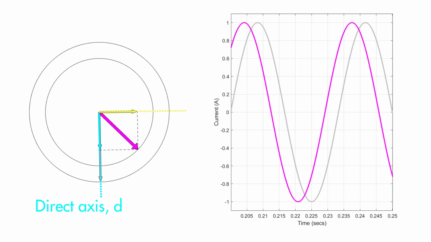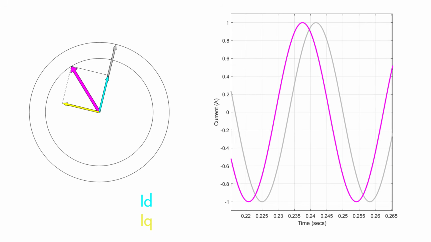The other axis that makes 90 degrees with the direct axis is called quadrature axis and represented by the letter Q. Here is how we can break the magenta vector into its direct and quadrature axis components. Once we have these components, the rest of the algorithm is straightforward.